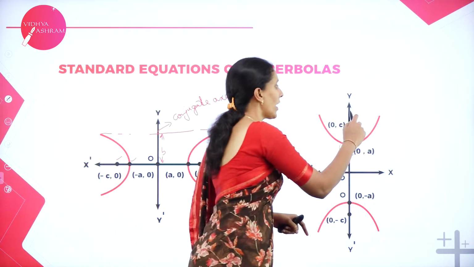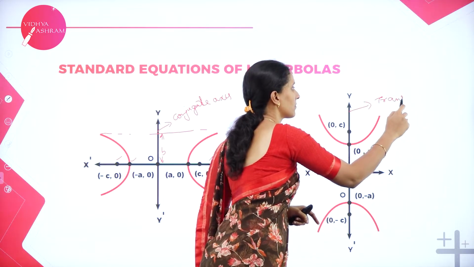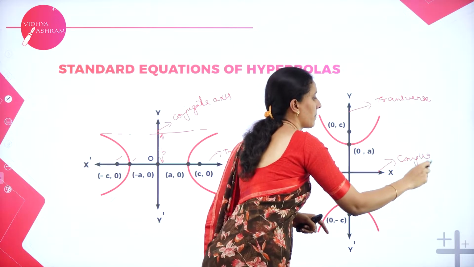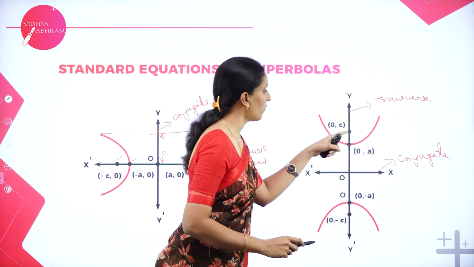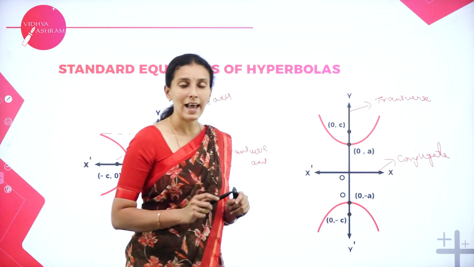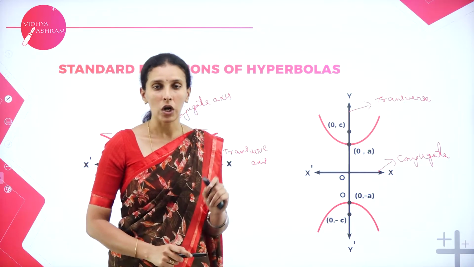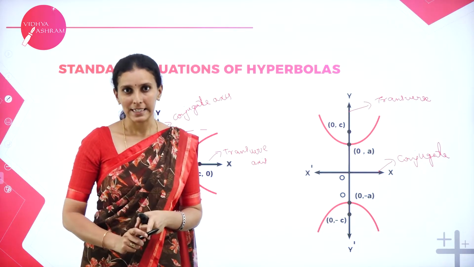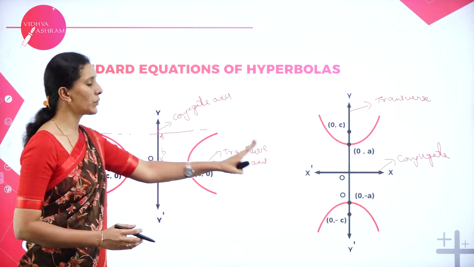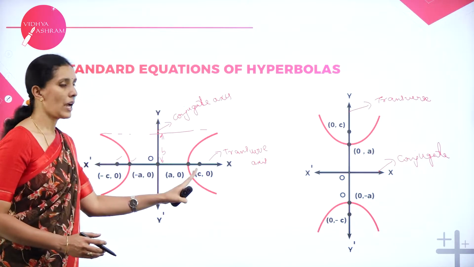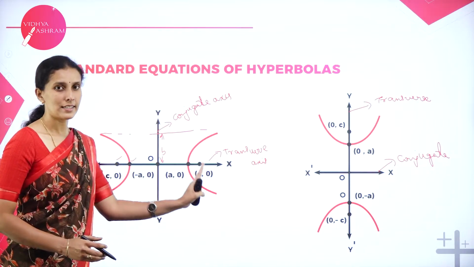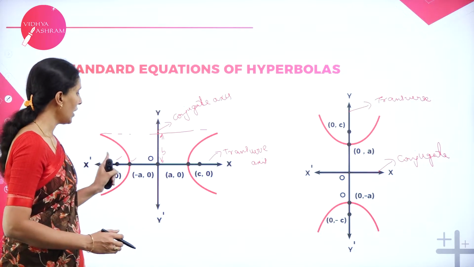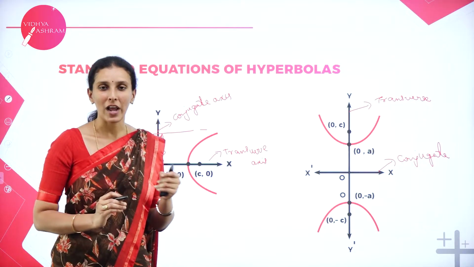Here you can say the y-axis is the transverse axis and the x-axis is the conjugate axis, because here the foci and the vertices lie on the y-axis. Therefore it is called the transverse axis and the opposite axis is called the conjugate axis. And clearly from these two diagrams you can observe this hyperbola is symmetric. It's clearly symmetric, exact mirror images of each other. Also the foci and vertices always lie on the transverse axis.